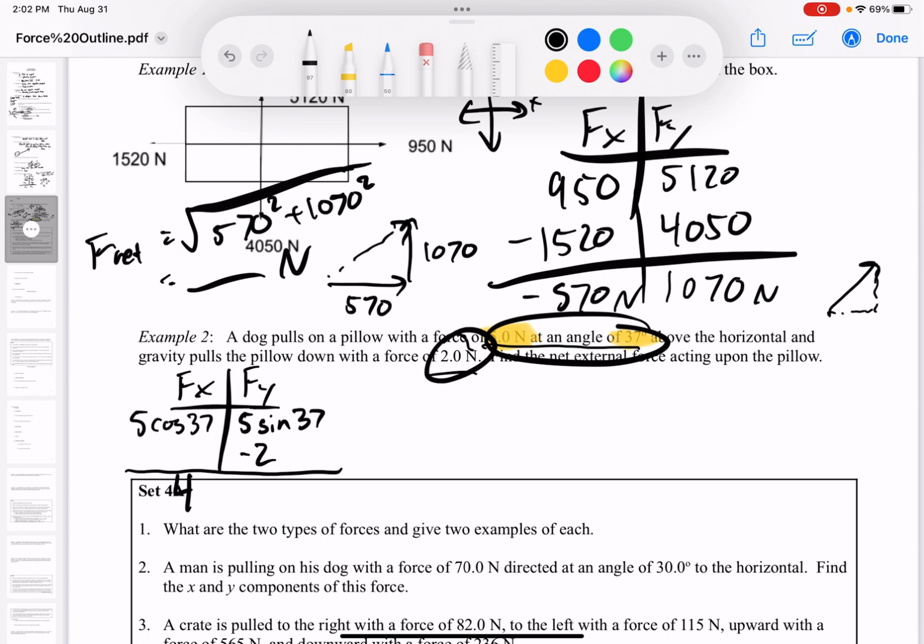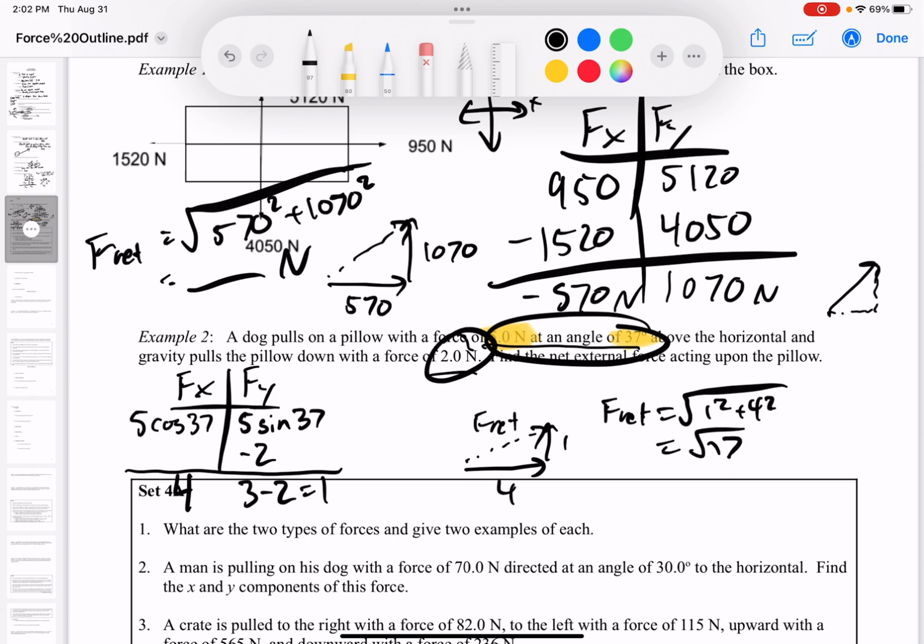Okay, now in the x direction, that's going to give me something like 4. And then in the y direction, I'm going to have something like 3 minus 2, which equals 1. So I have something that looks like 4, 1. And then I want to find my F net. This here is my F net. So F net equals root 1 squared plus 4 squared, which equals the square root of 17. Okay, square root of 17 newtons.